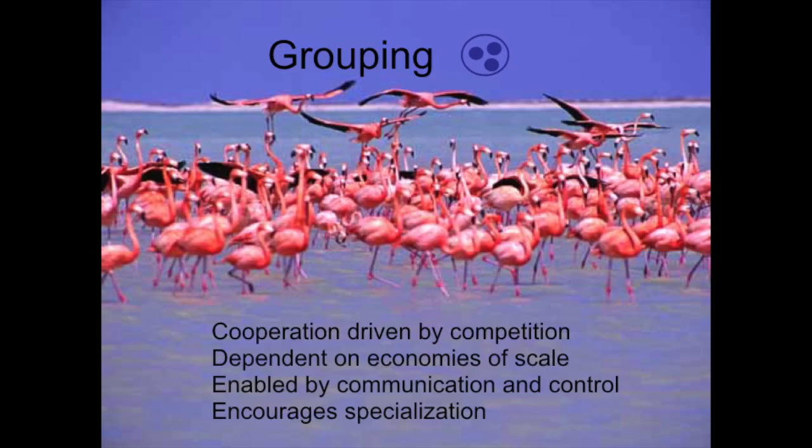Now, grouping is the next dynamic I want to cover here. Grouping generally is driven by competitive pressures. Groups of agents or networks or whatnot will come together and start cooperating to be able to compete on a higher level. It's dependent upon economies of scale. The group of agents that are grouping together have to be more efficient than the individuals who are alone. It's enabled by certain communication and control structures that they need to coordinate their activities. And eventually, down the road, it encourages specialization.